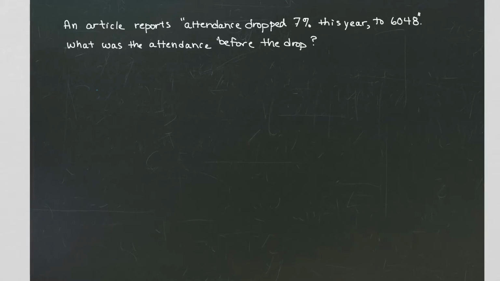An article reports attendance dropped 7% this year to 6,048. What was the attendance before the drop? So how might we go about solving this problem?